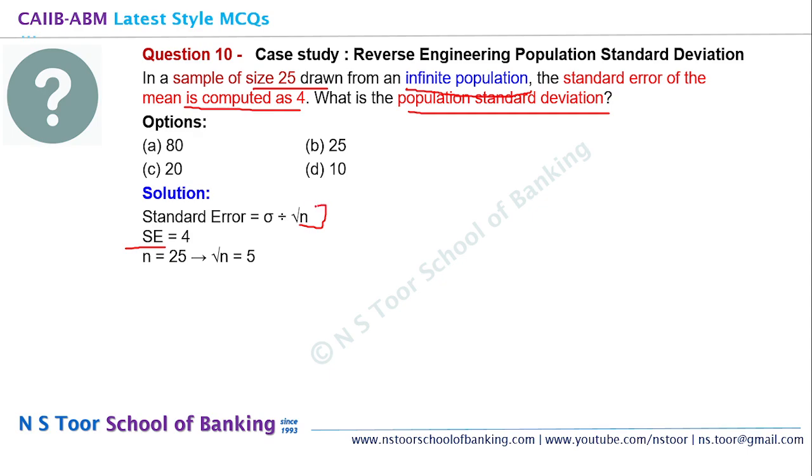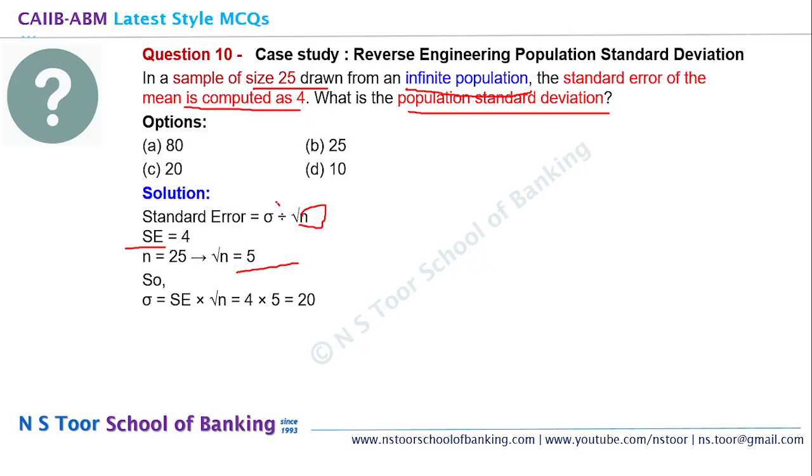N is given as 25. So square root of n is equal to 5. I have to find out sigma. So how shall I find it out? Standard error is equal to sigma divided by square root of n.